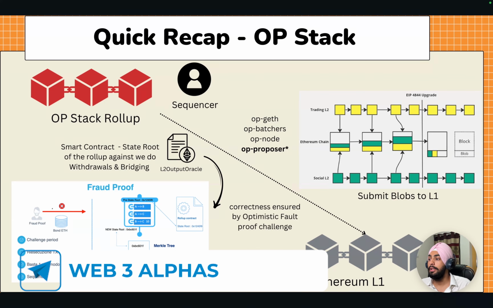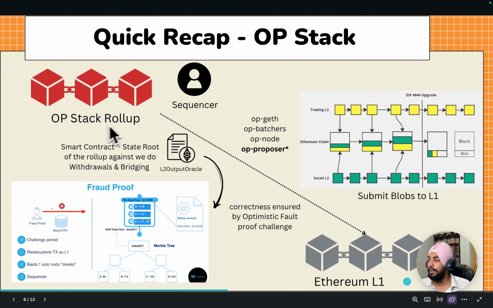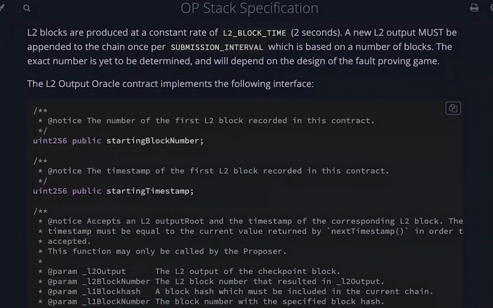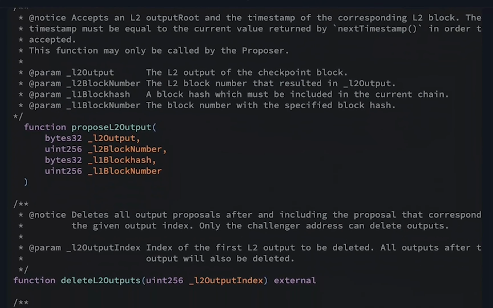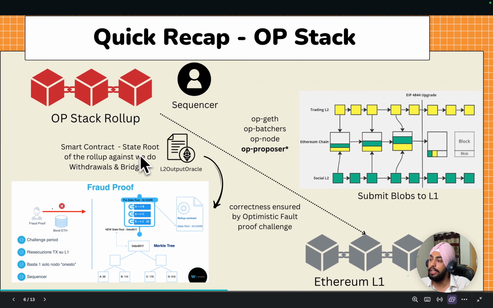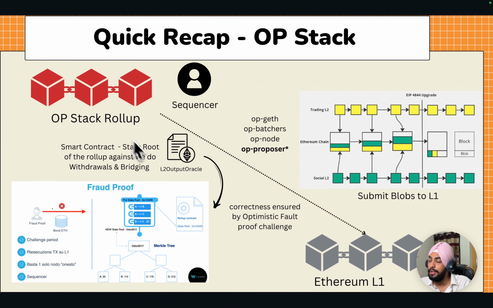Now, going a bit too deep, any OP stack rollup has a smart contract that has the state root of the rollup, against which all the withdrawals, the bridging, is done. The contract is called the L2 output oracle contract, which contains an array of L2 state outputs where each output is a commitment to the state of the L2 chain. Like other contracts, like the Optimism portal contract, they use these outputs to verify information about the state of the L2, right?